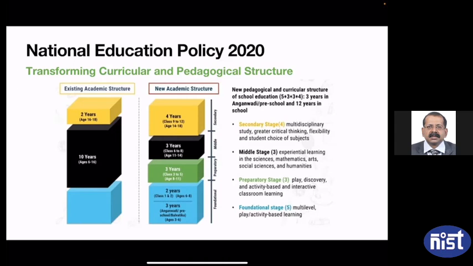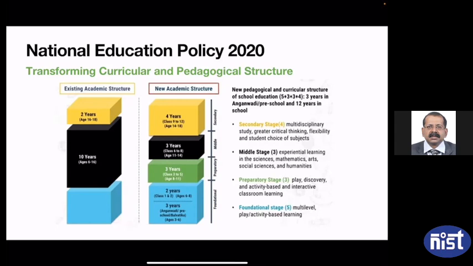So this is what is called the foundational stage, where most of the activities will be multi-level play, activity-based training, not rote-based training. In the first 3 years, it will be entirely play and activity-based, and gradually leading to more of education and questions being encouraged, with all the policies which I've said earlier to be inculcated, whatever is relevant in all these stages.